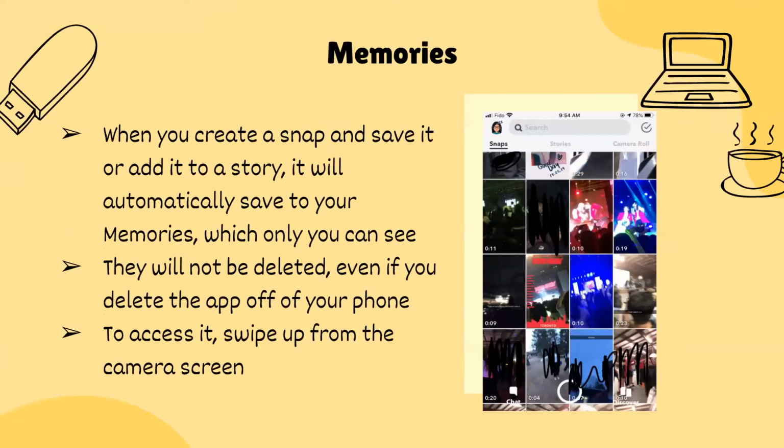Memories. When you create a snap and save it or add it to a story, it will automatically save it to your memories, which only you can see. They will not be deleted, even if you delete the app off of your phone. To access it, swipe up from the camera screen.